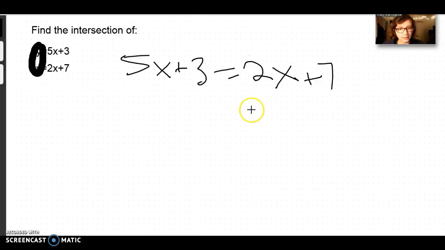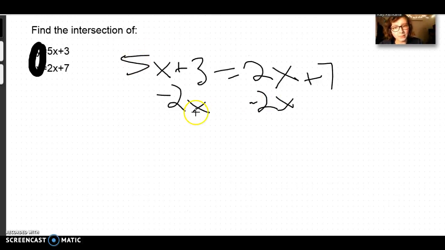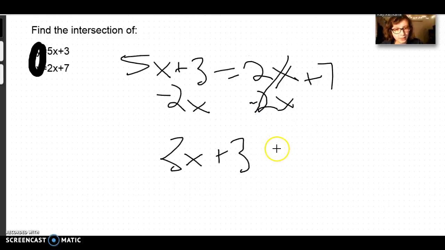So now we solve for x. To solve for x, the first step would be to subtract 2x on both sides, because what we want to do is isolate x, get x alone. So 5x minus 2x is 3x, and we have this plus 3 still there. The 2x and negative 2x cancel, and so on the other side we only have 7 left. Next step would be to subtract 3 on both sides. 3 and negative 3 cancel, and 7 minus 3 is 4.